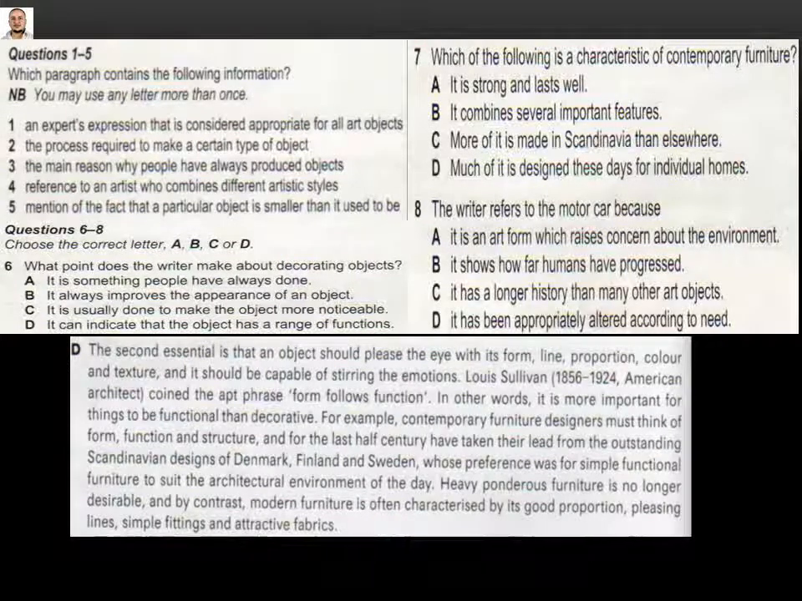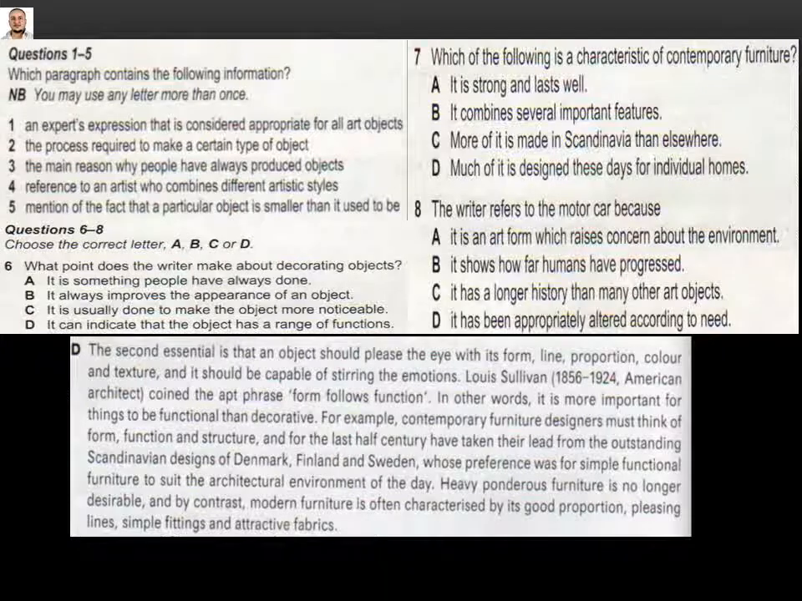Let's come to D. Here it says the second essential is that an object should please the eye with its form, line, proportion, color, and texture, and it should be capable of stirring the emotions. Louis Sullivan, 1856 to 1924, American architect, coined the apt phrase form follows function. In other words, it's more important for things to be functional than decorative.